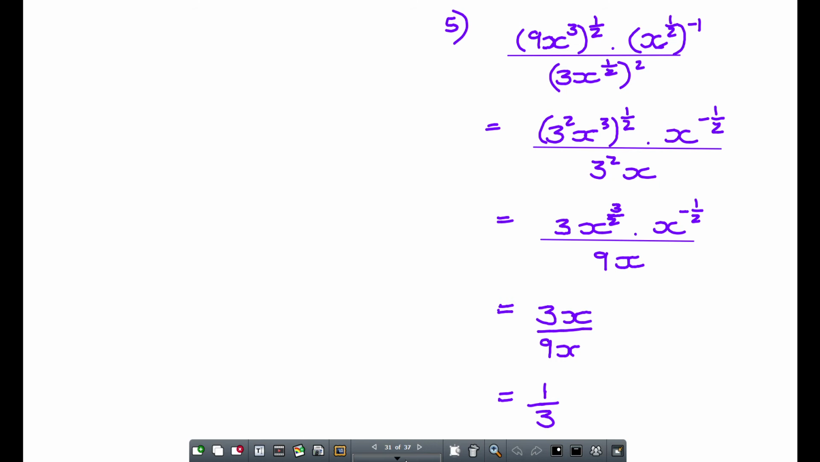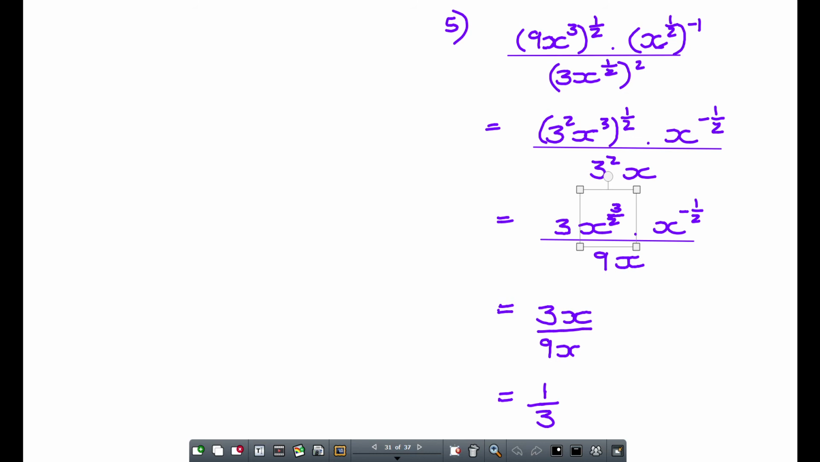Okay, right, so the 9, you will see this 9, I changed that one to 3 to the power of 2. And then that half, I had to apply to everything inside the bracket. In this, the 2 times the half will give me 3 to the power of 1. But I don't have to write that one. Then x to the power of 3 to the power of a half. If I multiply the exponents, I'm going to get x to the power of 3 over 2.